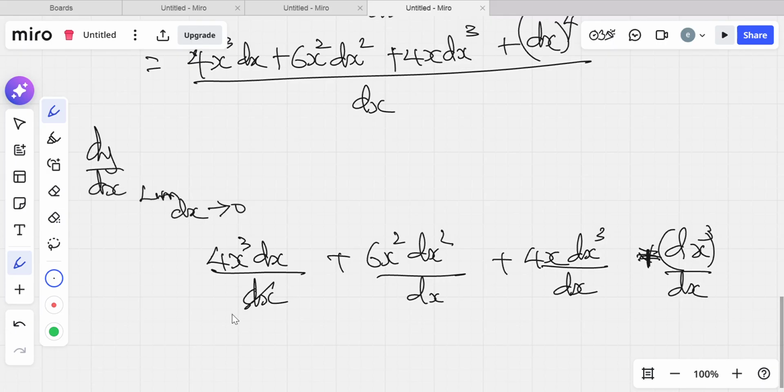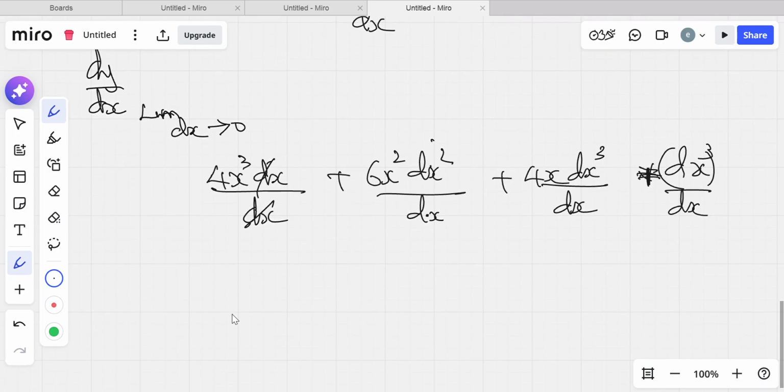So this is cancelled. When you cancel, what remains is 1, and the dx will be occurring in these ones. So we now limit dx to 0. The first term will now be 4x to the power 3. So using this formula, okay?